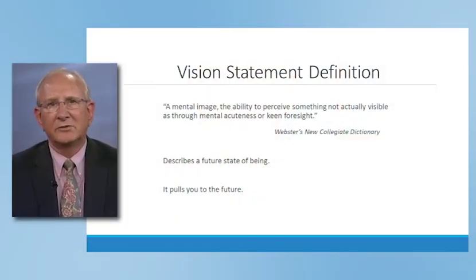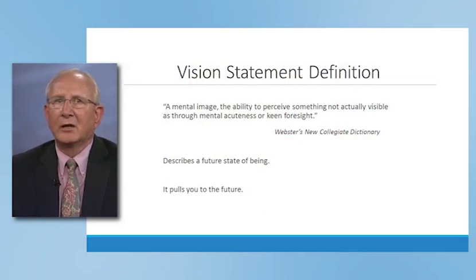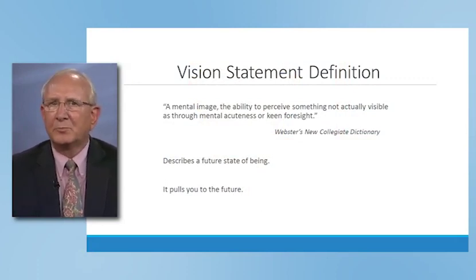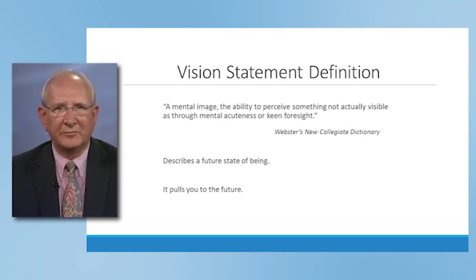What is a vision statement, Ken? A second key document that will help you focus your organization is the vision statement. The dictionary defines vision as a mental image, the ability to perceive something not actually visible through mental acuteness or keen foresight. It describes a future state of being, or it describes a mental image of the future. It pulls us into the future.